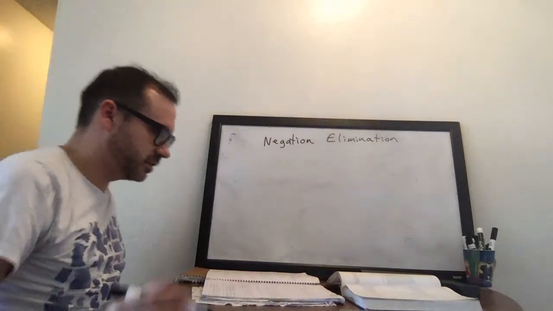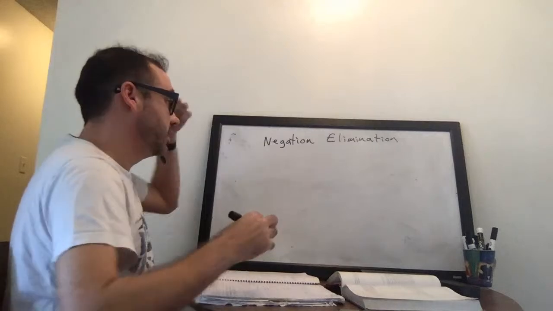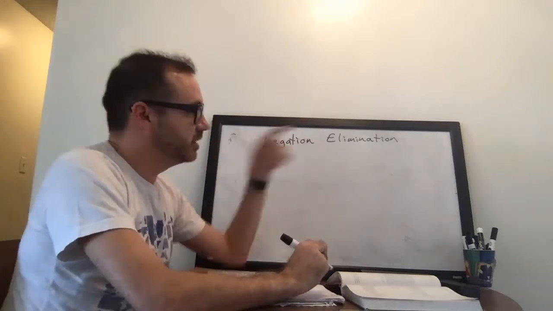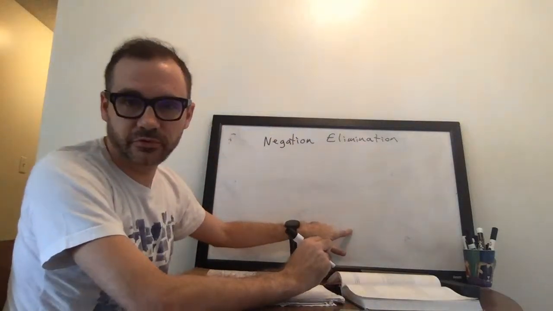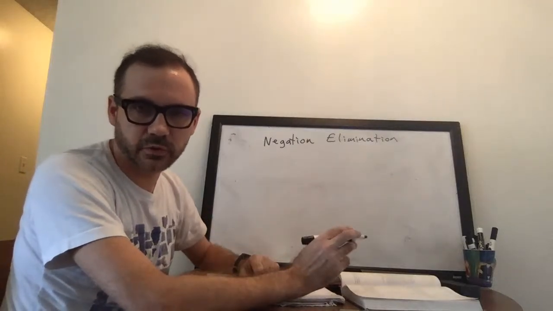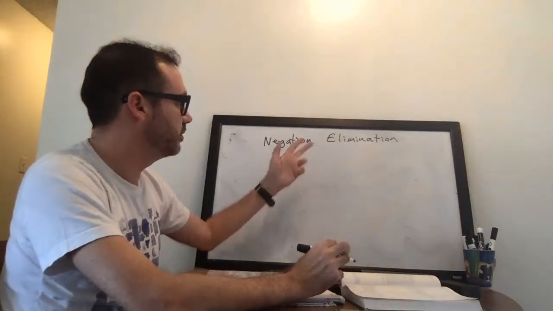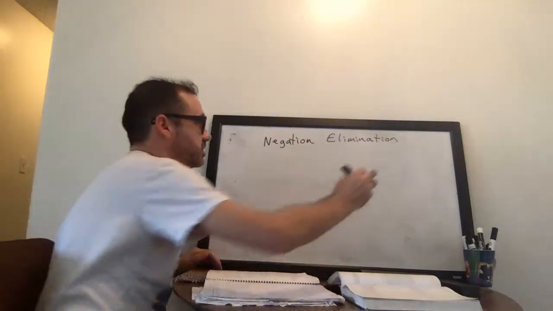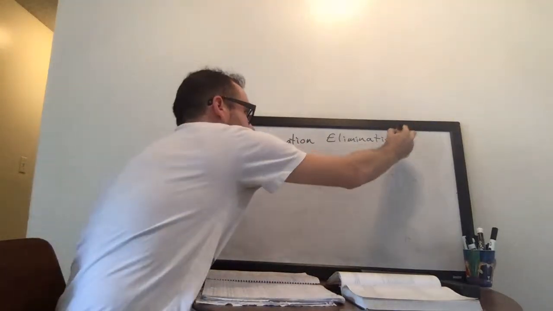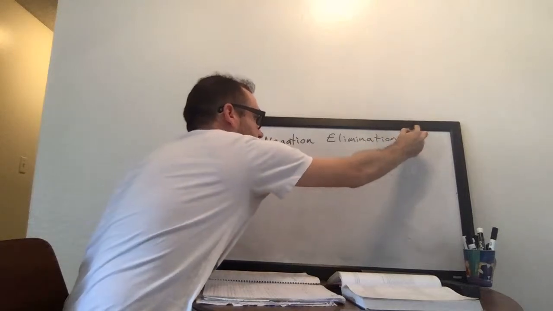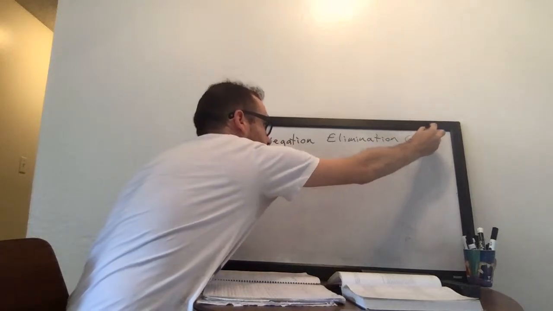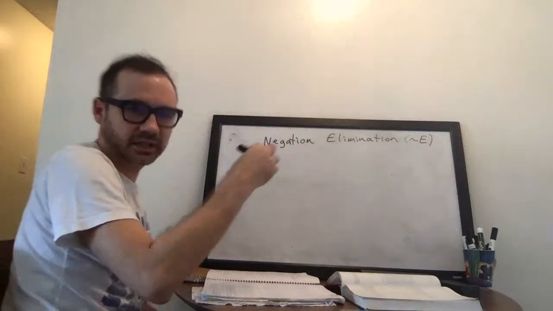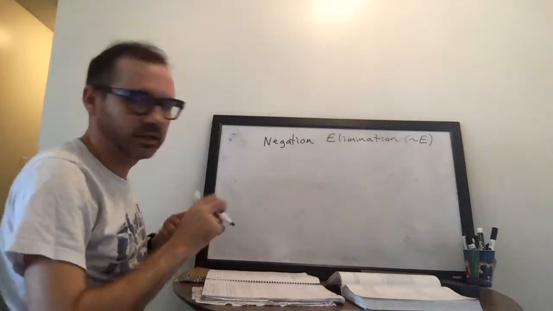Okay, so let us go over this. Negation elimination. As we've learned, in the justification column of the proof, when you do an inference, you have to write the symbolization for the rule. And with negation elimination, as you probably can imagine, the relevant symbol is this: tilde sign E. Okay, so negation elimination.